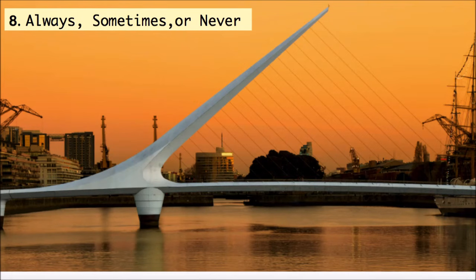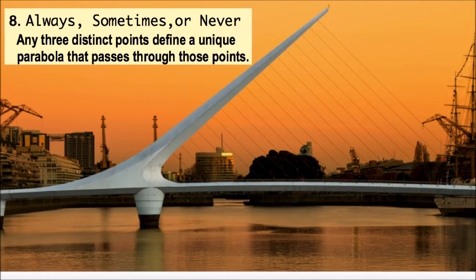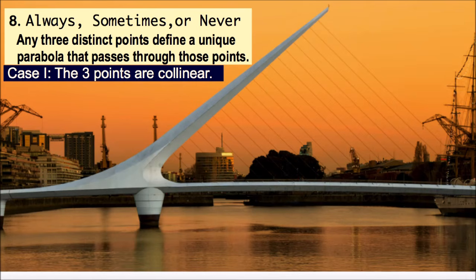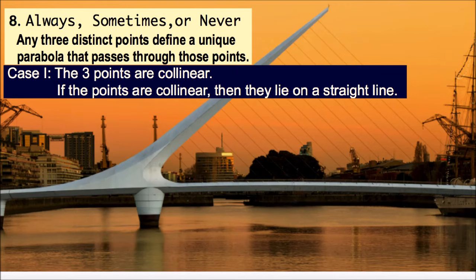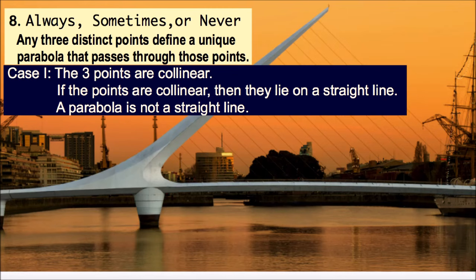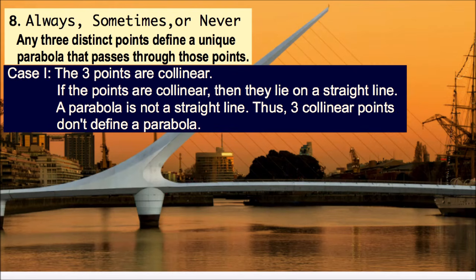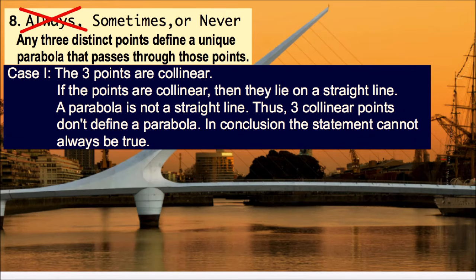Question 8. Always, sometimes, or never. Any 3 distinct points define a unique parabola that passes through those points. Case 1. The 3 points are collinear. If the points are collinear, then they lie on a straight line. A parabola is not a straight line. Thus, 3 collinear points don't define a parabola. In conclusion, we can say that the statement cannot always be true, so let's cross that off.